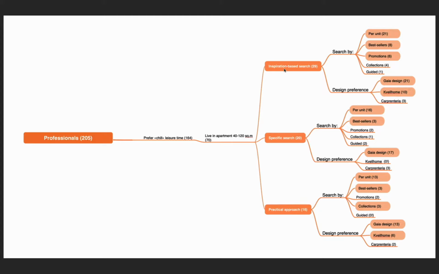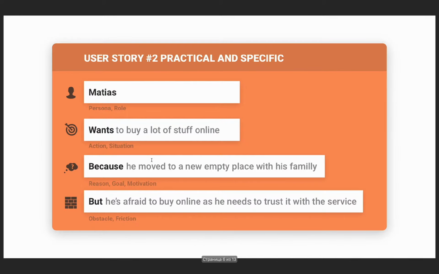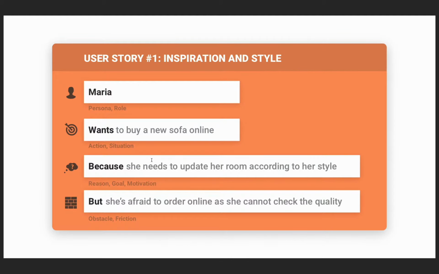So I'm gonna focus on these two personas. One is inspiration based and another is practical. And here we actually have two stories. This is a user story, so user story number 1 and number 2. Let me go quickly one by one. This is a very concise vision of the user stories. Later I will go through the whole personas.